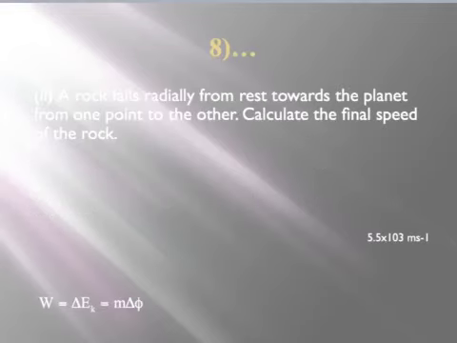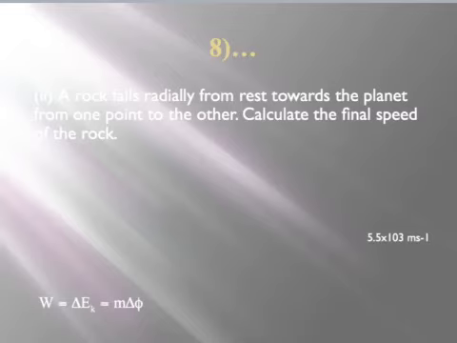Right. The same question continued. A rock falls radially, which just simply means along, or straight towards the centre of the planet, from rest towards the planet, from one point to the other. Calculate the final speed of the rock.